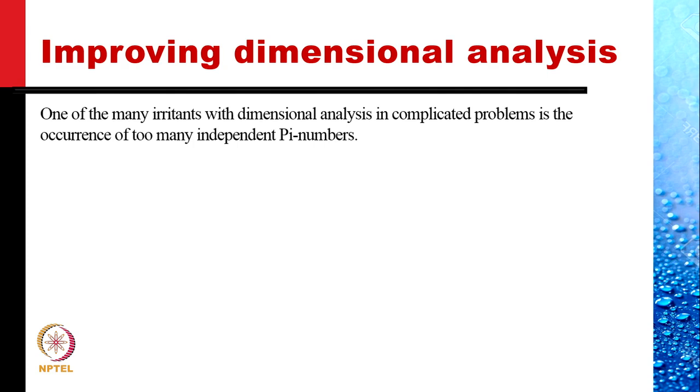We have seen that for free convection on a plate, the non-dimensional dependent parameter, Nusselt's number, is given as a function of Prandtl number and Grashof number. There are three pi numbers involved, one dependent and two independent. Because of this, we have no idea how the functional dependence on Prandtl number and Grashof number would be.